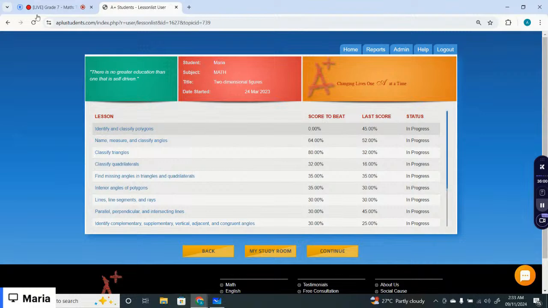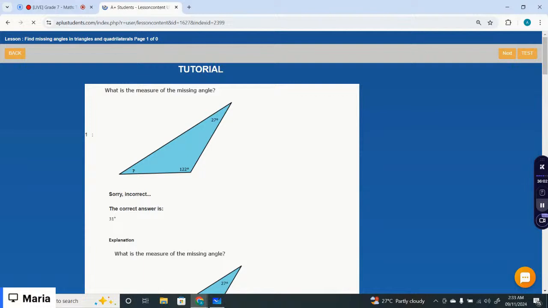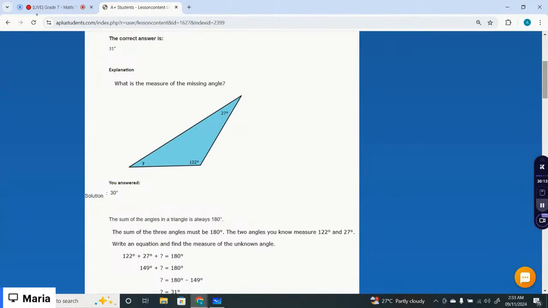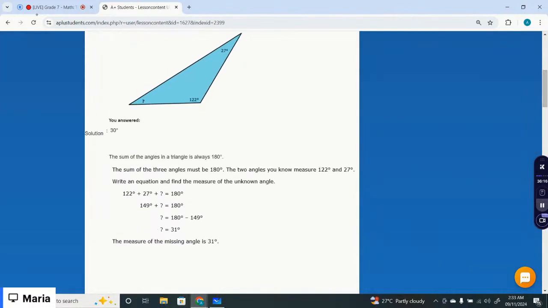The next lesson is find missing angles in triangles and quadrilaterals. What is the measure of the missing angle? So that is our triangle, right? The sum of all the angles in a triangle must be 180 degrees. So add the given angles, 122 plus 27 plus the missing angle equals 180 degrees. Their sum is 149 degrees. To find the missing angle, subtract 149 from 180, so you are left with 31 degrees. The measure of the angle is 31 degrees.